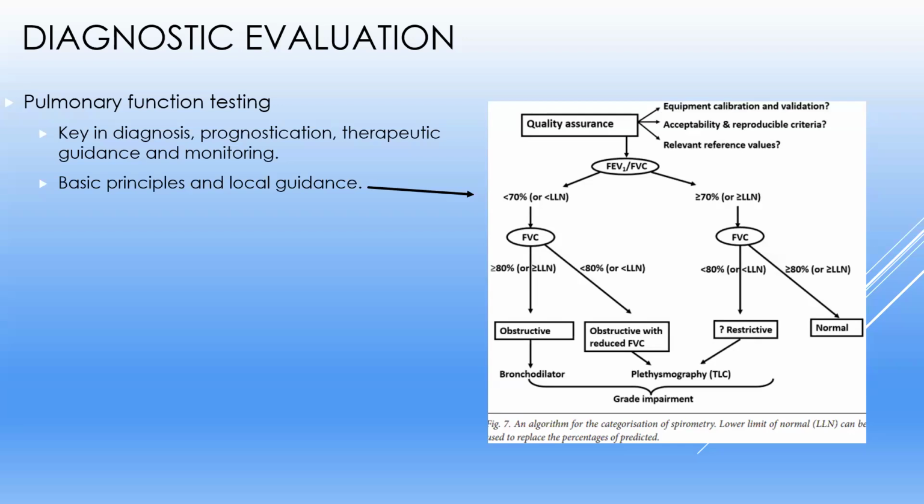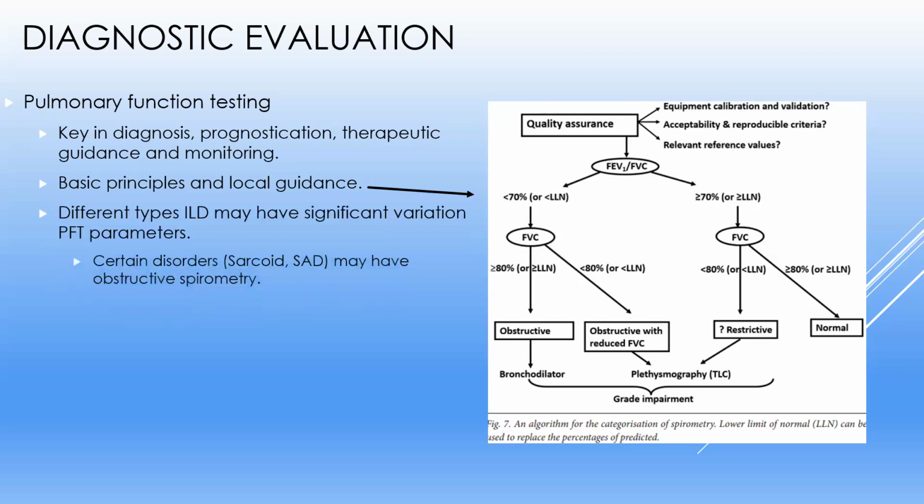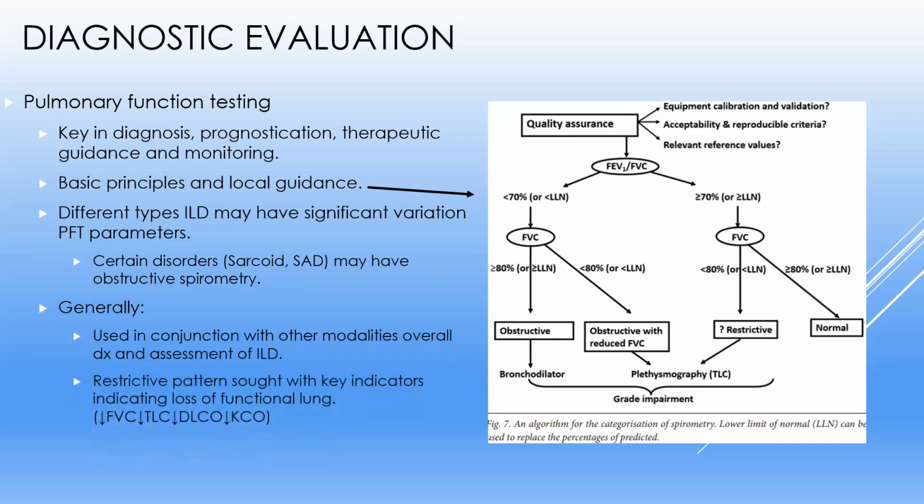When we have a restrictive pattern, it's always good to do plethysmography to ascertain our lung volumes. It's important to note that different types of ILD may have significant variation in how they might manifest. Certain disorders, including sarcoid or small airways disease, may actually manifest with obstructive spirometry. But generally, it's used in conjunction with other modalities. We often seek a restrictive pattern. We talk about a low FVC, a low total lung capacity, a low DLCO, or transfer coefficient, and a low KCO. For those wondering, KCO is basically your DLCO over your alveolar volume.